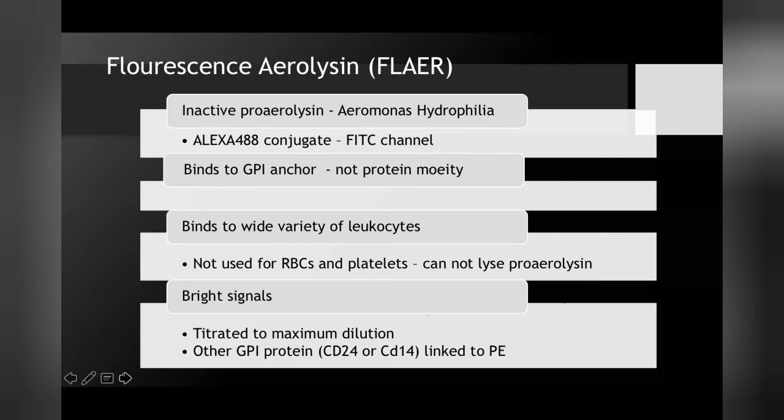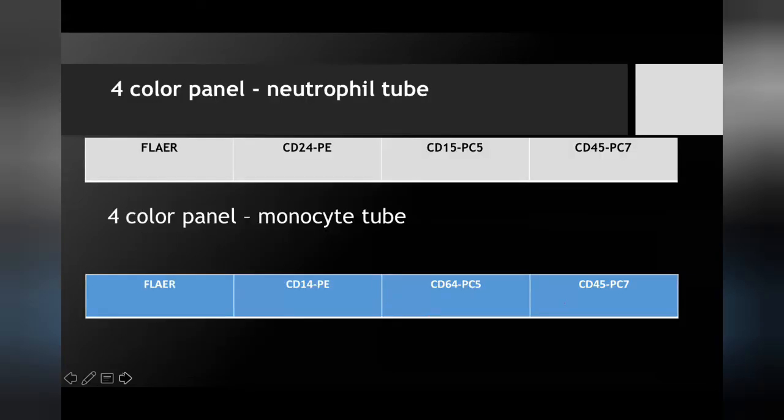That is why the red cells and platelets are not analyzed using FLAER. It is only the leukocytes, the neutrophils and the monocytes, which are analyzed using FLAER. It gives us very bright signals, and again, it has to be titrated to maximum dilution. Next, please. So if we talk of a 4-color panel, this is the recommended panel.